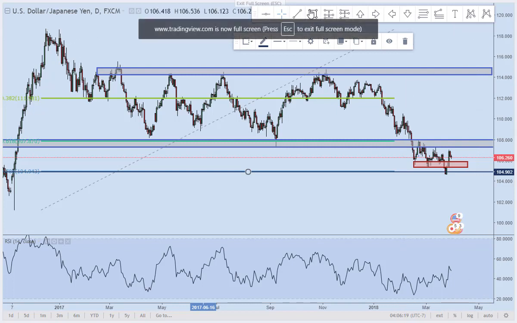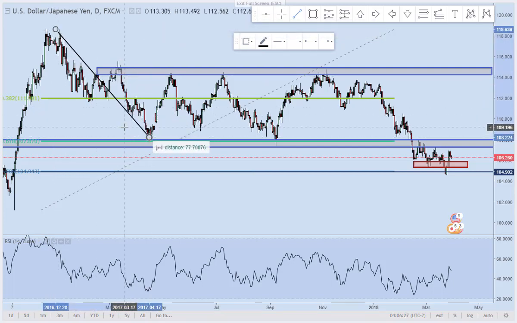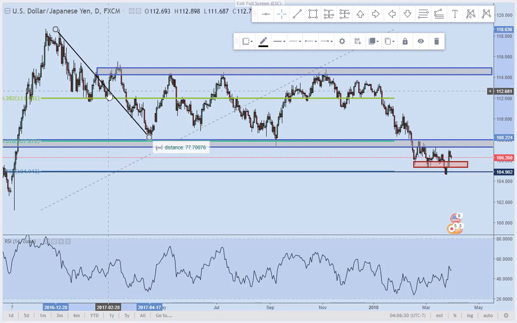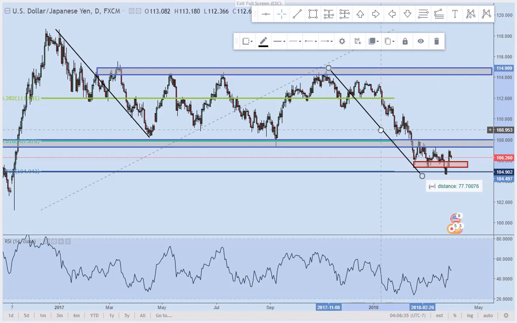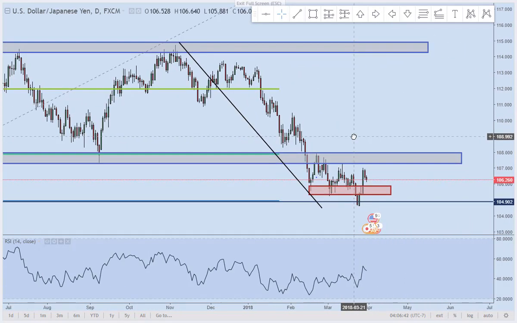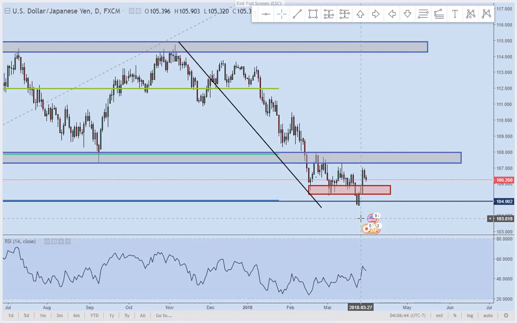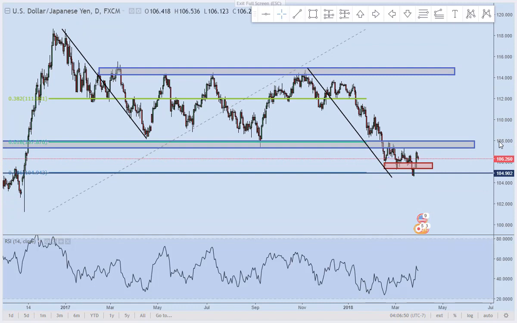Another thing I see over here: I take this tool from my A down to my B leg, and let's clone it from our C to D. Now look at where we get the completion of our D leg. Right here we get our 786. Beautiful place. So we did get a retracement 786, and we just got a completion of our ABCD pattern. As you can see, guys, we're slowly building a case for entry.